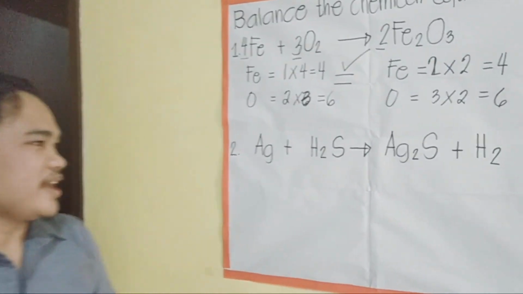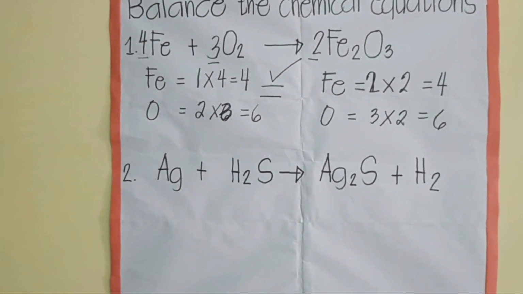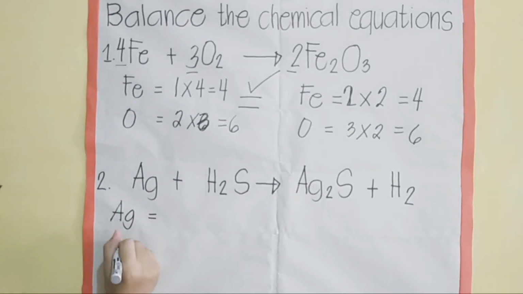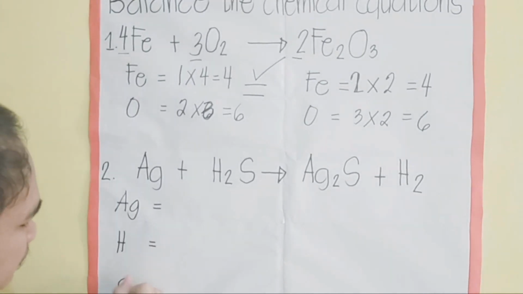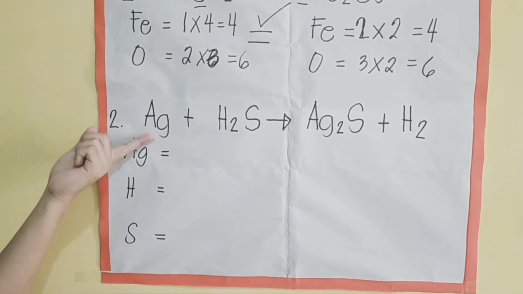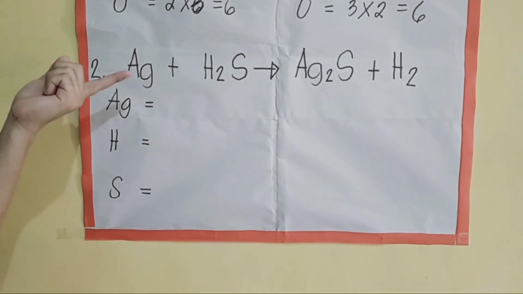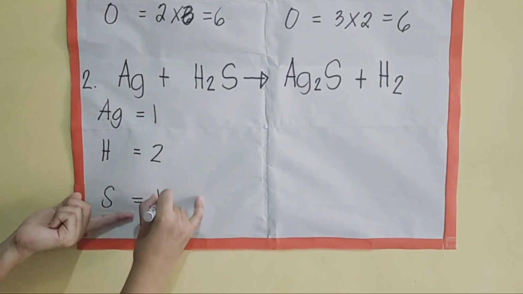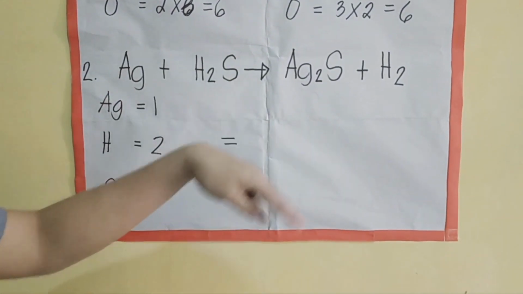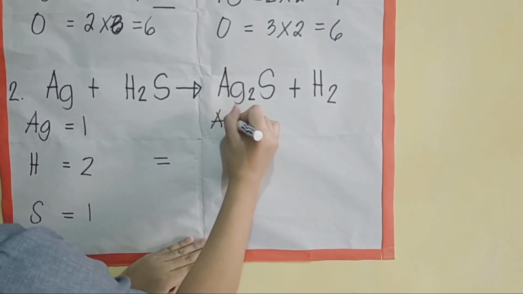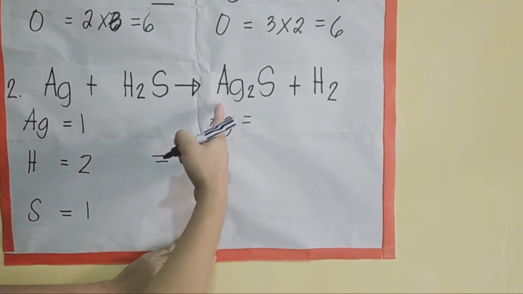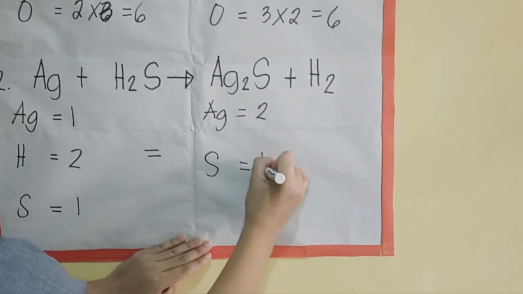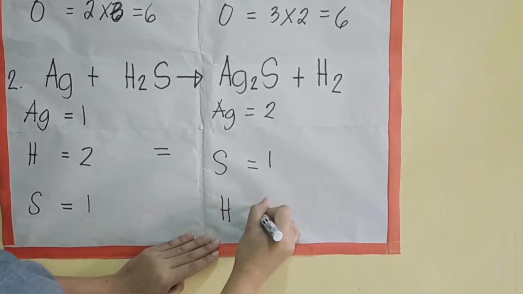Okay, number 2, we have to count all the atoms on each side. So we have silver, hydrogen, and sulfur. So how many atoms do we have at the left side? How many atoms of silver? So we have 1, and then we have 2, and then we have 1. So let's go to the right side. So how many atoms do we have in silver? Okay, 2. What about sulfur? How many atoms? 1. And then hydrogen, we have 2.